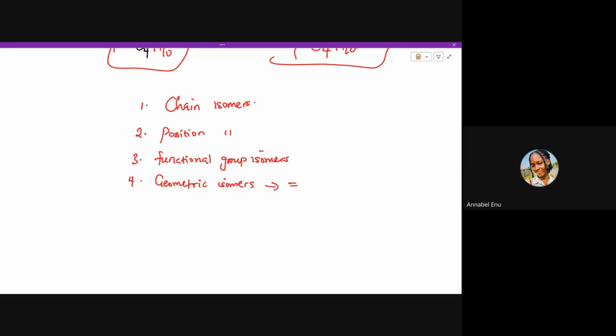Now, position isomerism has to do with when you see two structures that have the same functional group. Don't mix this up with functional group isomerism. It's the same functional group in the two structures, but the difference is the position of the functional group.